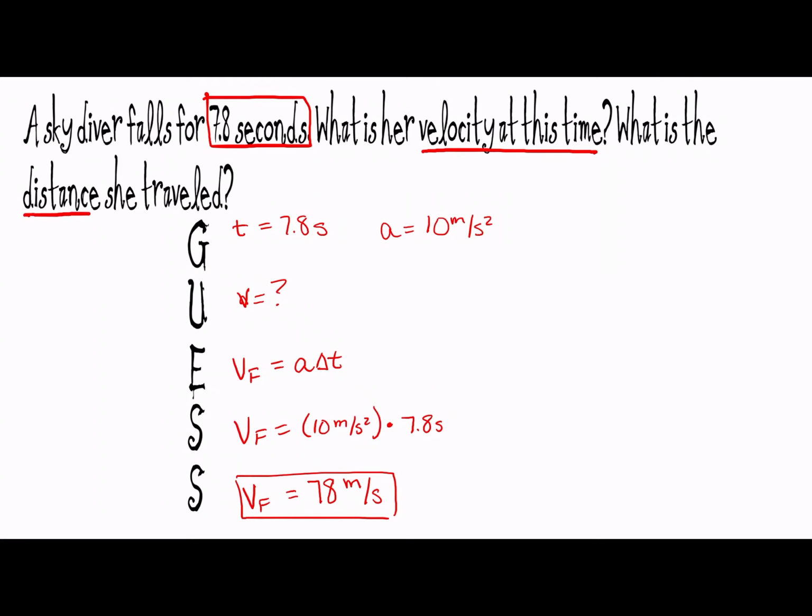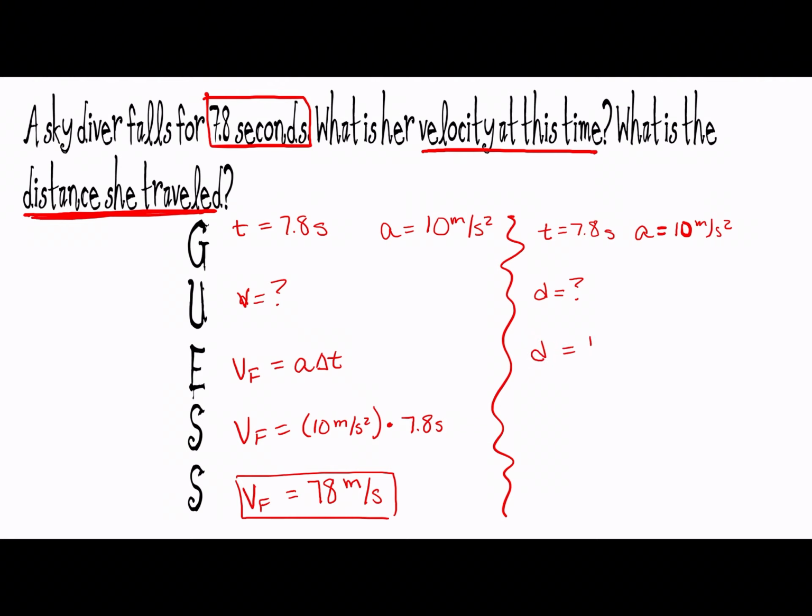The second part of the question asks, what is the distance that she traveled? So we still have the same time and the same acceleration. t is equal to 7.8 seconds, and acceleration is equal to 10 meters per second squared. This time, the unknown is the distance, or displacement.